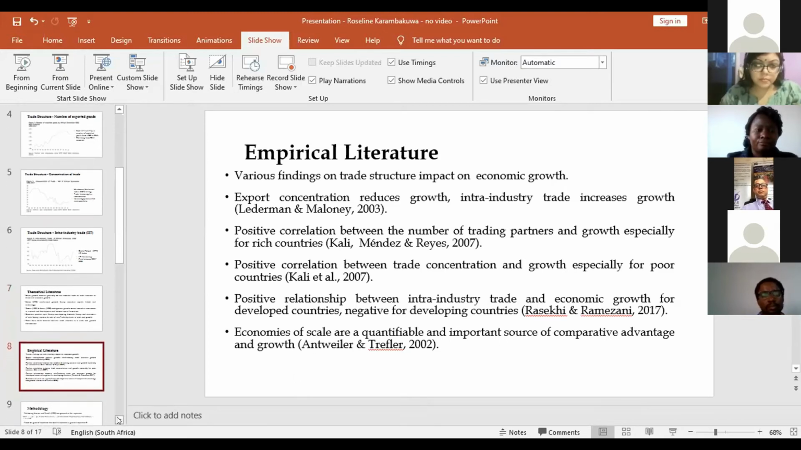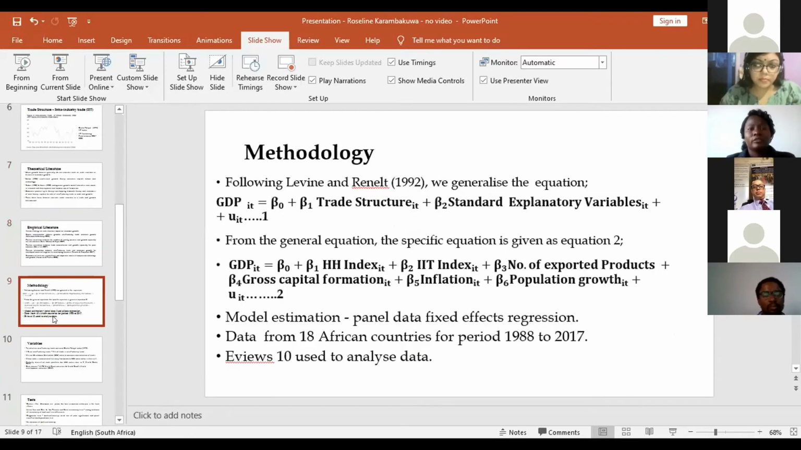Further, in terms of the methodology, we came up with this generalized equation whereby trade structure and the standard explanatory variables are the exogenous variables that determine gross domestic product. And then from this generalized equation, we came up with a specific equation shown as equation 2, whereby HH index and IIT index, and also number of exported products, gross capital formation, inflation, and population growth are tested to find out their significance in determination of gross domestic product.